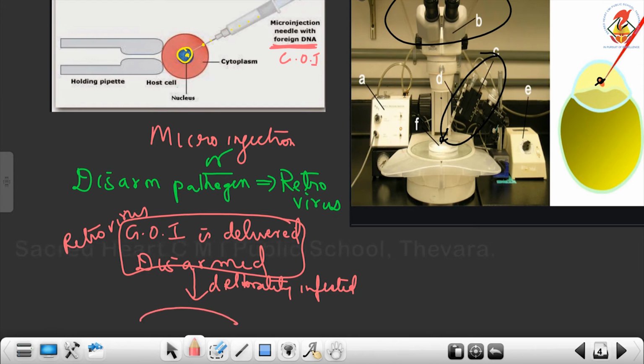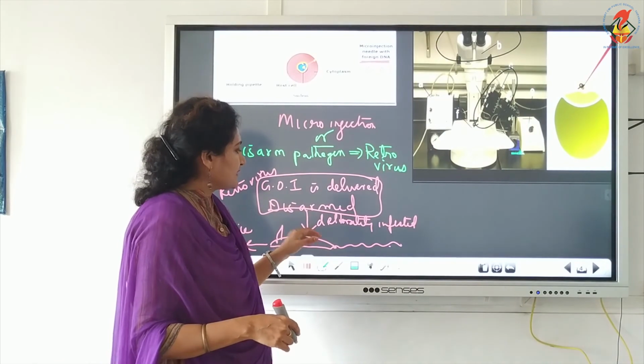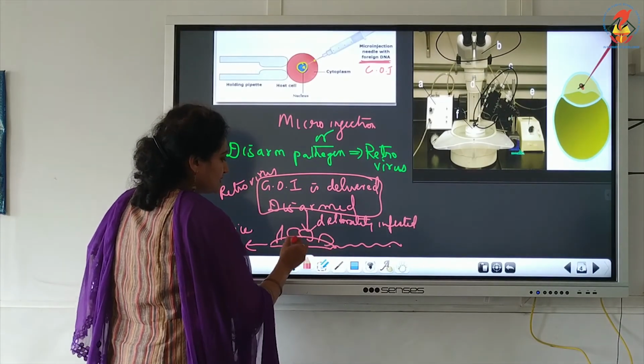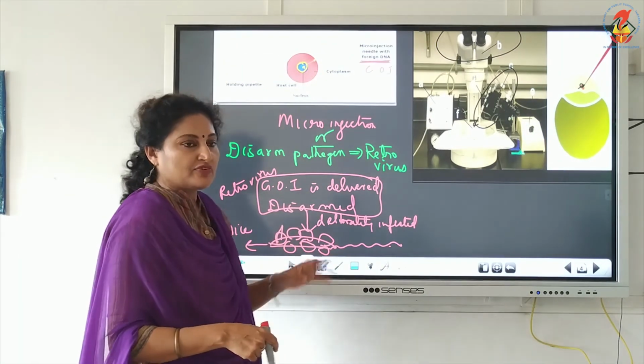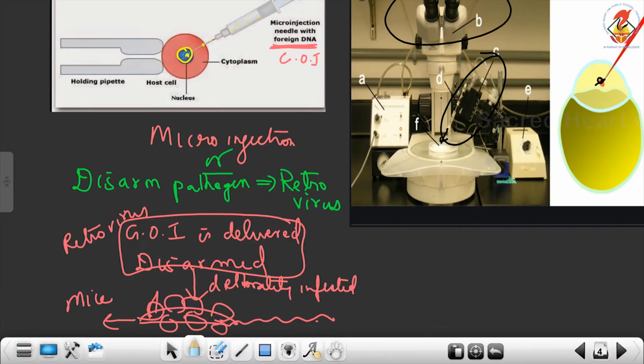And here the host is usually mice, to make a study of many diseases. Now this is made to deliberately invade the host, and finally the host mice develops a lot of tumors, but it is healthy. Why is it healthy? Because it's disarmed. And finally the gene of interest, which is incorporated into the retrovirus, also gets multiplied in these tumors. So remember the list of D's.